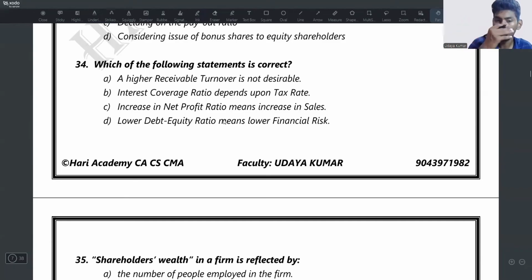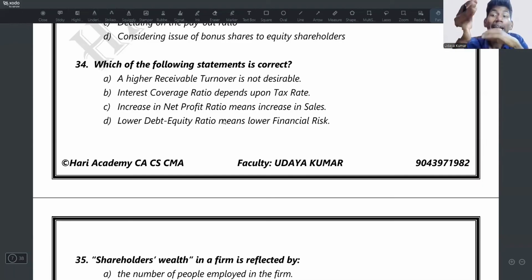So option D. Because take a look at option A. A higher receivable turnover ratio is not desirable, it is told, right? So what could be the reason? Option A is incorrect, because a higher receivable turnover ratio indicates that a company is effectively managing its receivables and collecting its debts more quickly, which is generally desirable, right? How can we call it not desirable? So option A is incorrect.